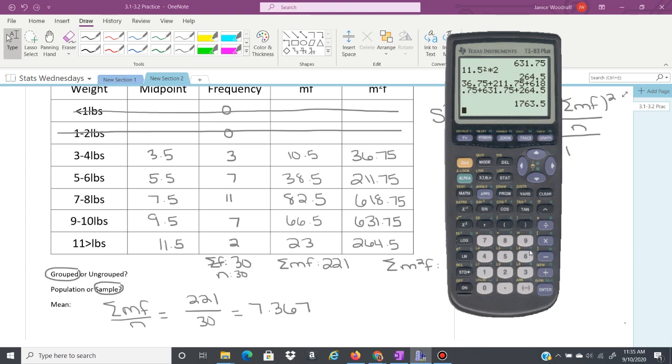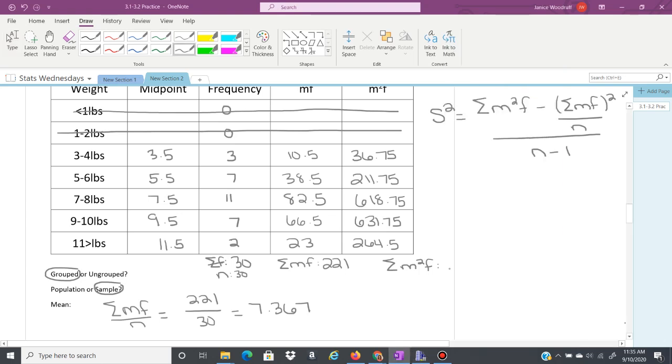And you're going to get 1,763.5. Everybody get that? Okay, so let's go ahead and put this into the formula. So you're going to have s squared equals the sum of m squared f, which is 1763.5, minus the sum of mf, which is 221, squared over n, 30, over n minus 1.